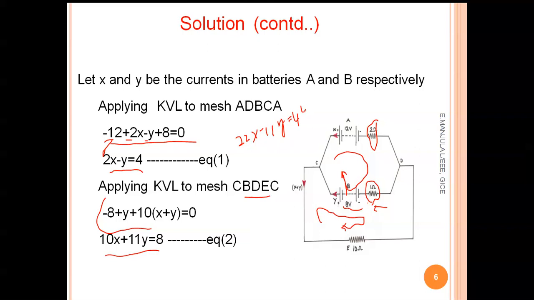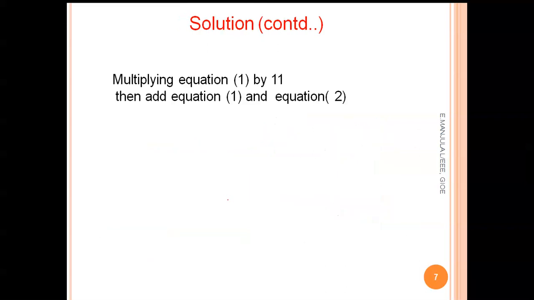Okay. So for this equation, you are adding 10x plus 11y is equal to 8. So this 11y and this 11y will get cancelled. So 22x plus 10x is equal to 44 plus 8. That will be the equation. So then that is 32x is equal to 52. Okay. So now x value is equal to 1.625.